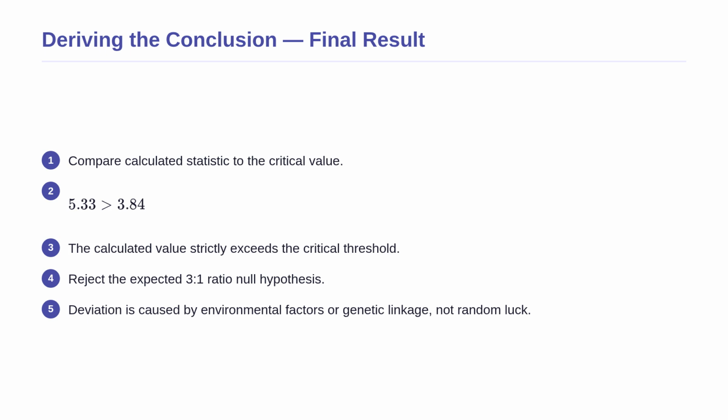The intuition here is that the gap between our greenhouse reality and Mendel's theory is simply too large to be a lucky accident. Something else must be happening biologically. Perhaps environmental factors or genetic linkage is causing more tall plants to survive than we originally expected.